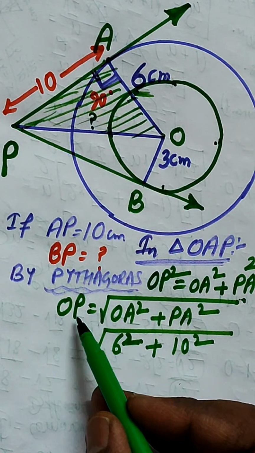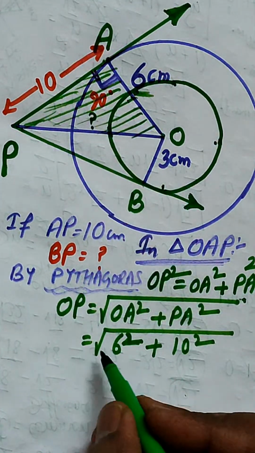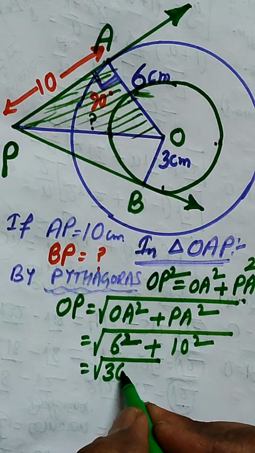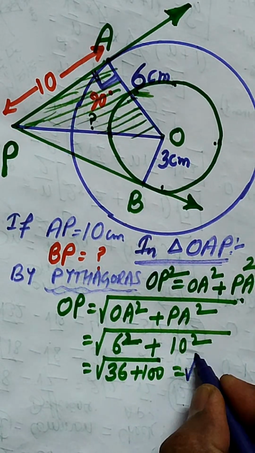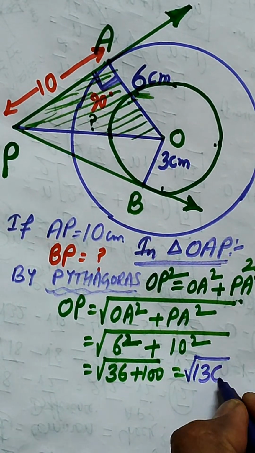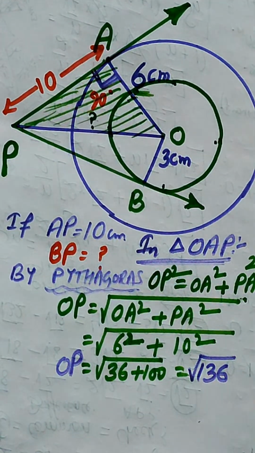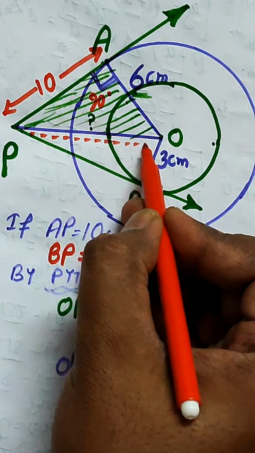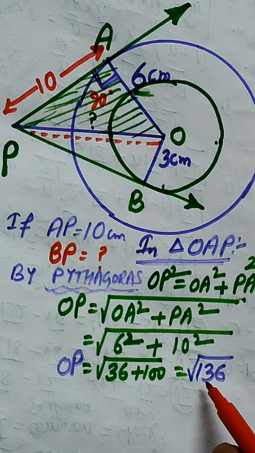Okay. So the length of OP, which we have marked over here, can be calculated as root over of 36 plus 100, which is coming as root over of 136. So root over 136 is the length of OP, which is calculated, right? And OP is calculated as root over of 136.